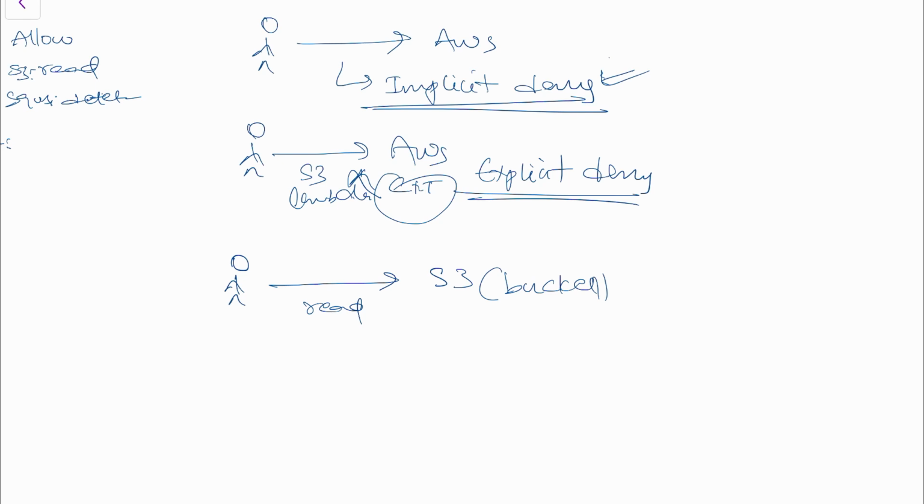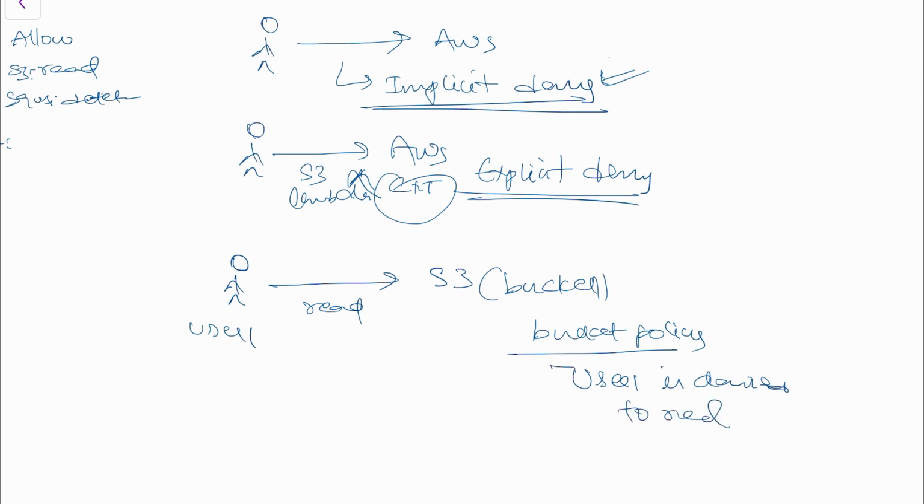But what I did was, in the bucket policy, I said this user 1 is denied to read. Let's say I gave a set of IAM permissions through an IAM policy, and I gave some permissions in the bucket policy. So what will happen in this case?